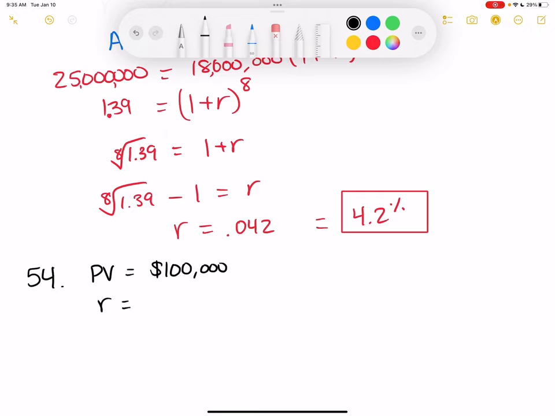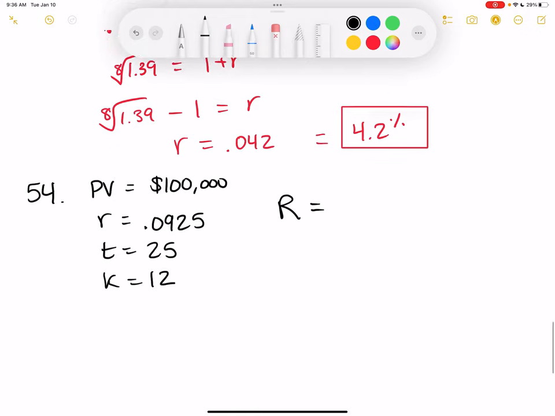So the rate was 9.25% or 0.0925. It's a 25-year loan, so T is equal to 25, not 12. Then it's a monthly payment, so K is equal to 12. We have to find out how much she's paying a month. So we're solving for big R.